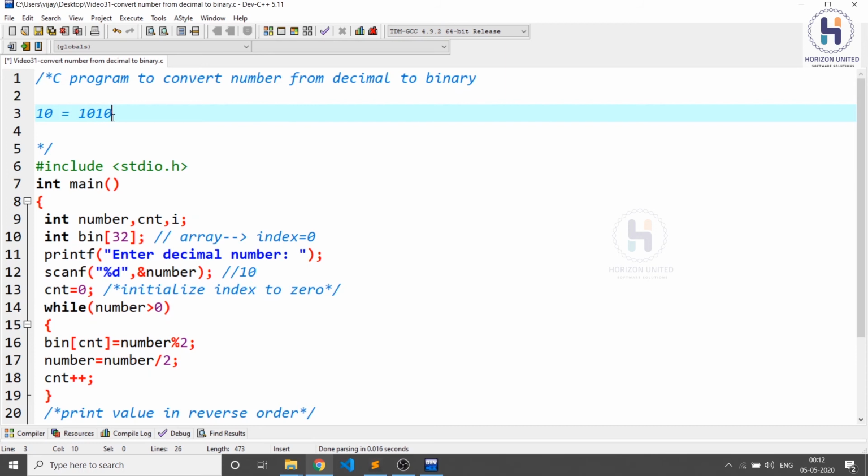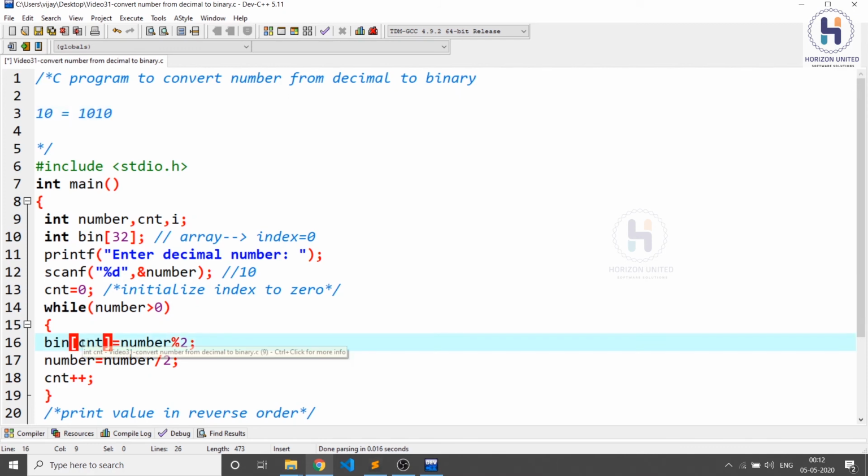In this case, first of all, we have to keep on dividing this number by 2, right? So we're going to place those equivalent binary values in an array. So the base index will be 0, right? That's why we're going to take the count value as 0 over here.